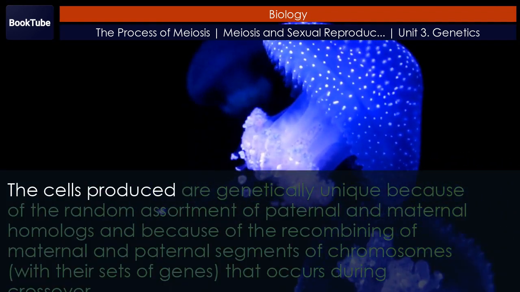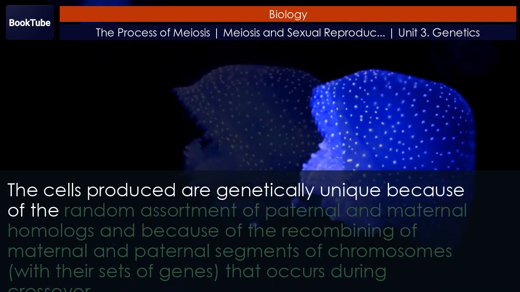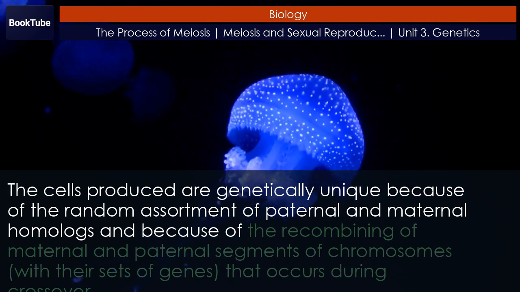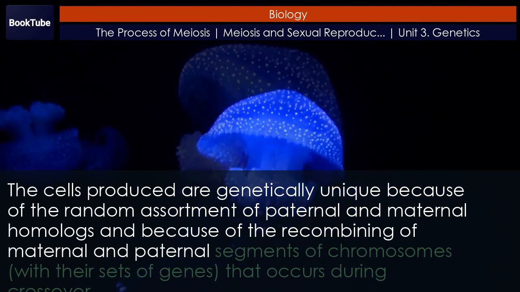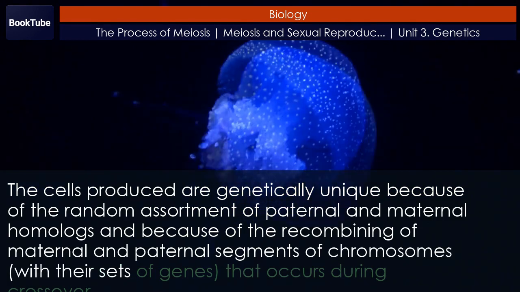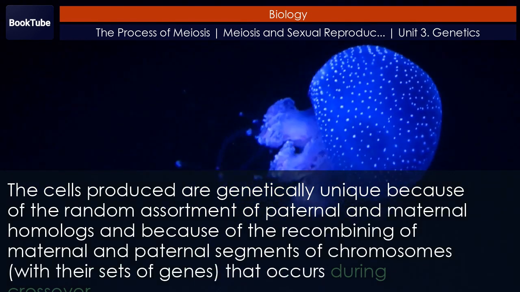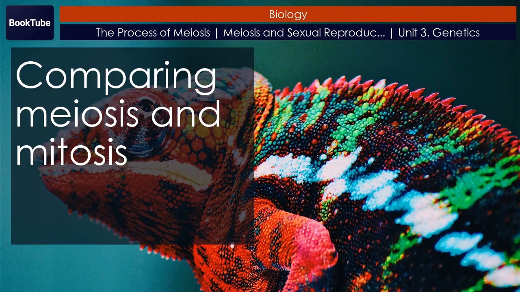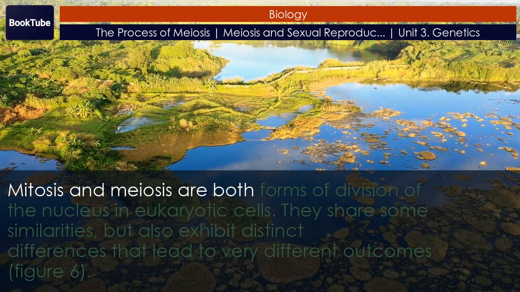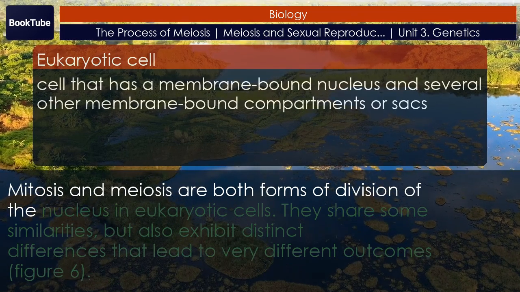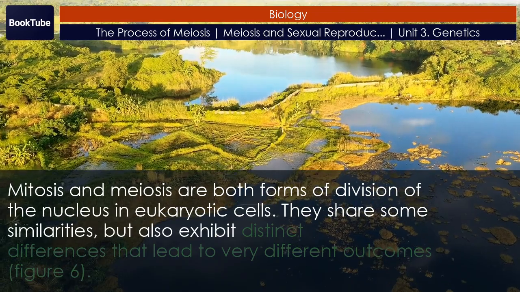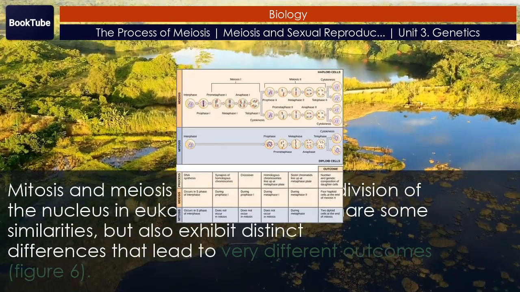The cells produced are genetically unique because of the random assortment of paternal and maternal homologs and because of the recombining of maternal and paternal segments of chromosomes with their sets of genes that occurs during crossover. The entire process of meiosis is outlined in Figure 5, comparing meiosis and mitosis. Mitosis and meiosis are both forms of division of the nucleus in eukaryotic cells. They share some similarities, but also exhibit distinct differences that lead to very different outcomes.